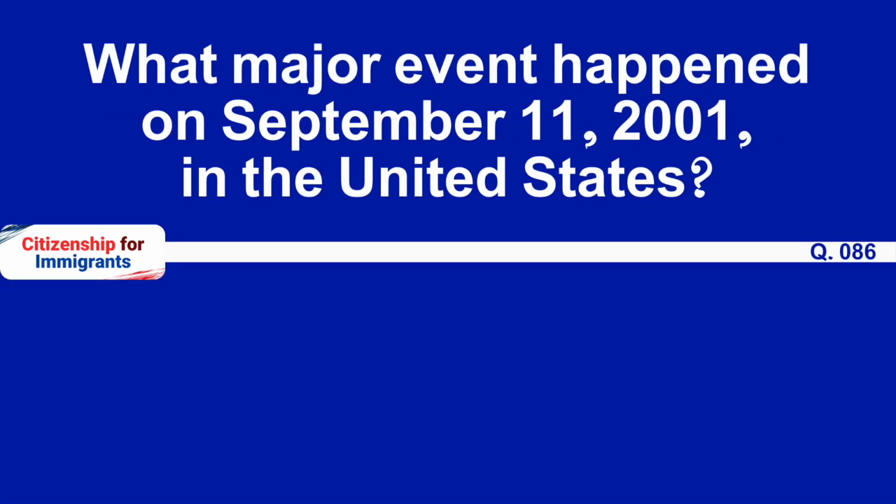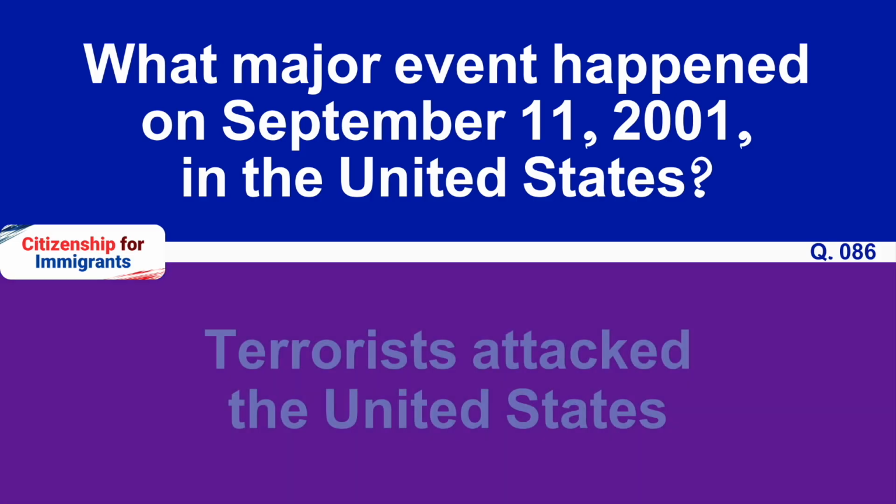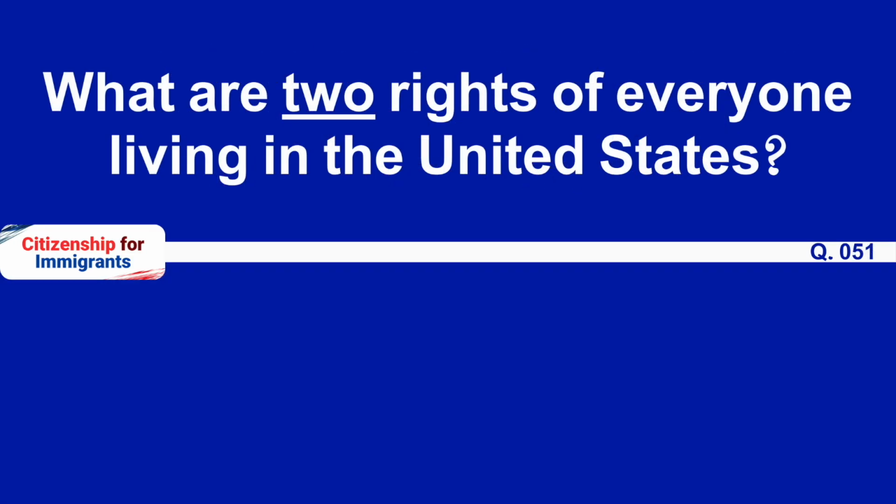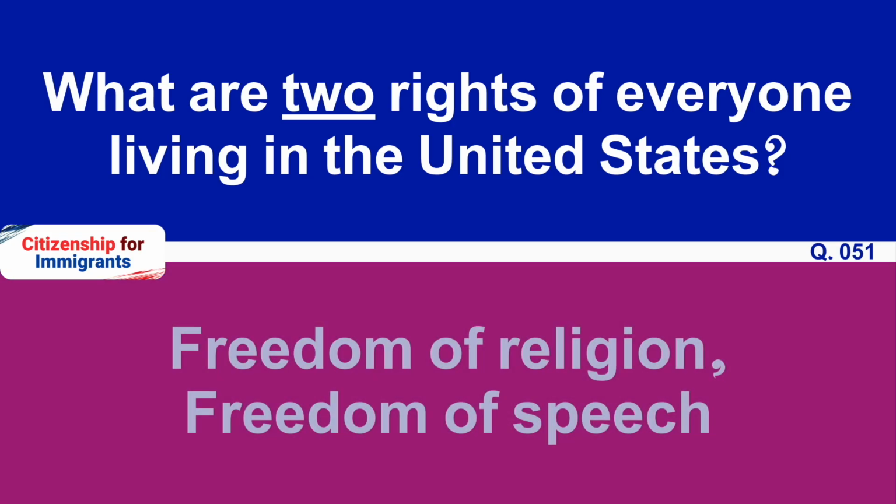What major event happened on September 11, 2001 in the United States? Terrorists attacked the United States. What are two rights of everyone living in the United States? Freedom of religion, freedom of speech.